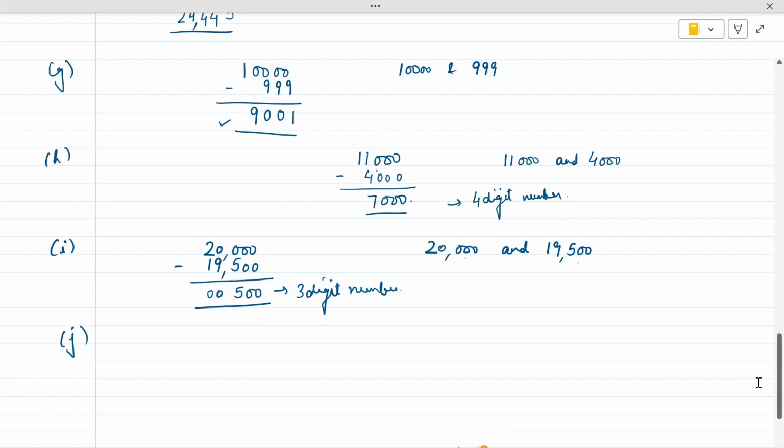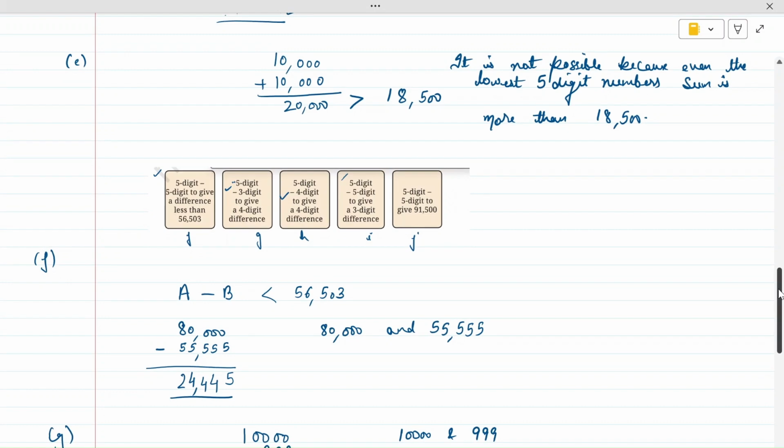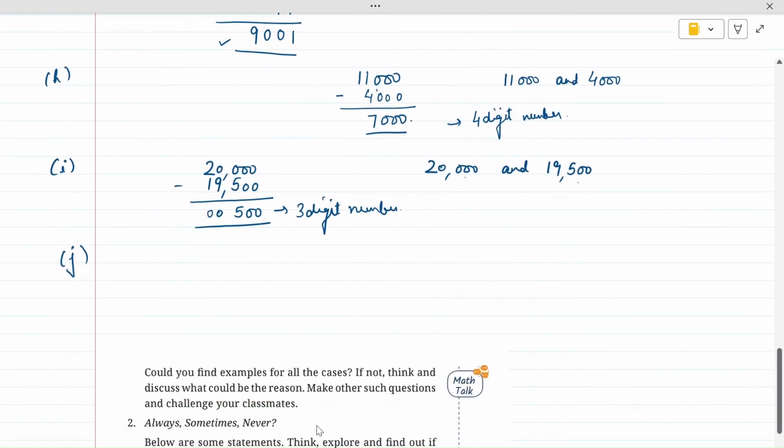Now coming to the last part of the question. So it is 5-digit minus 5-digit, okay, to give 91,500. Okay, so what we need here is, we have to subtract two 5-digit numbers from each other in a way that the difference should give us 91,500. I'm writing 91,500. The difference should be this. Okay, so first of all, the difference we need is very high. It is in the range of 90s.